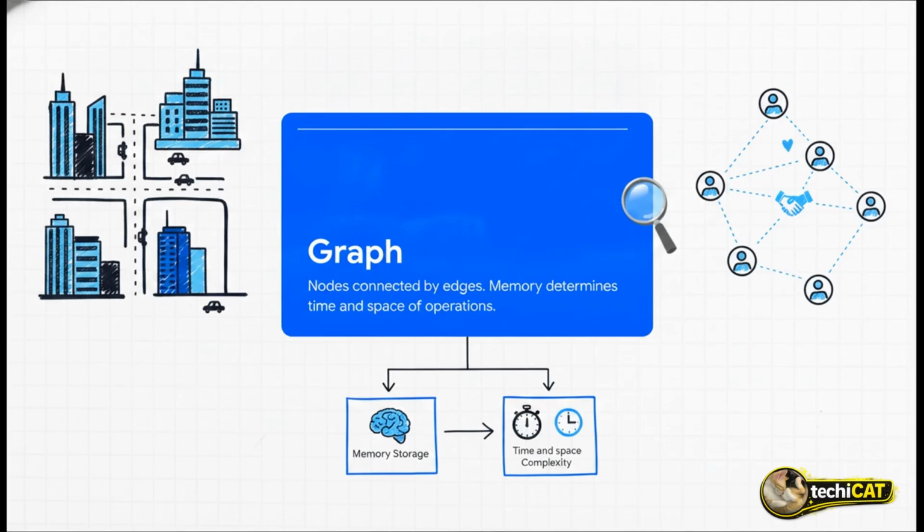But structurally, how you represent that interconnected web in a computer's memory dictates the efficiency of literally everything you do next. Are you searching for a path? Counting connections? The time and space complexity of all those operations entirely depends on your storage choice.